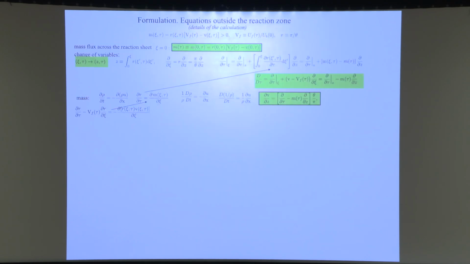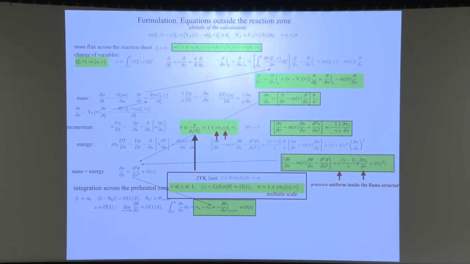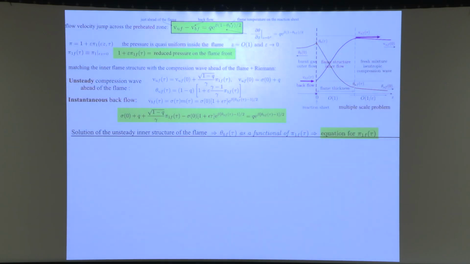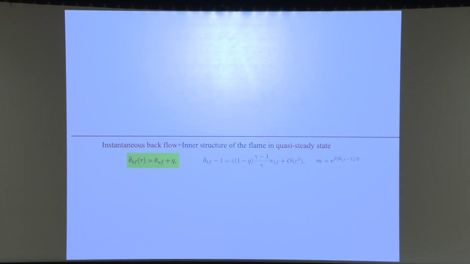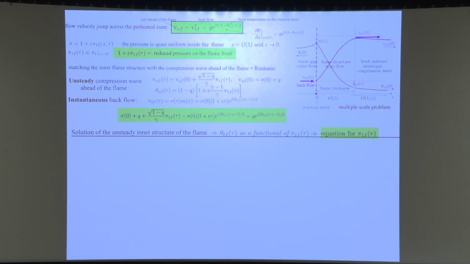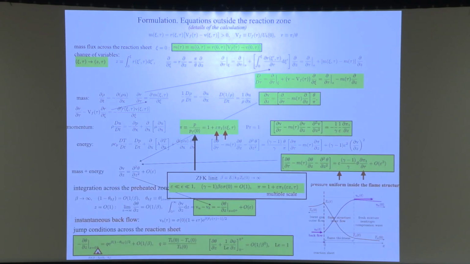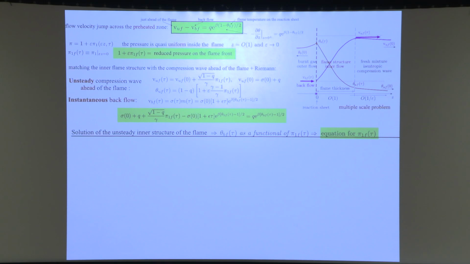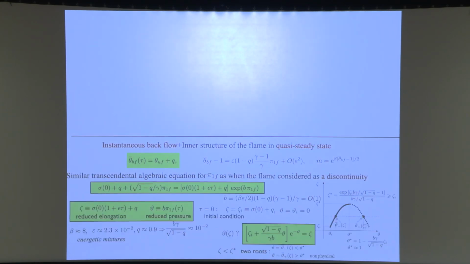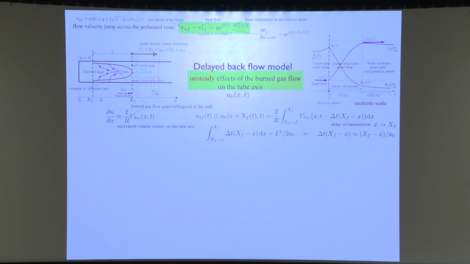I will not tell you the details of the analysis. Okay. There are two. I am confusing myself. Excuse me. This is the inner structure, plus inner structure quasi-steady, delayed by flow.